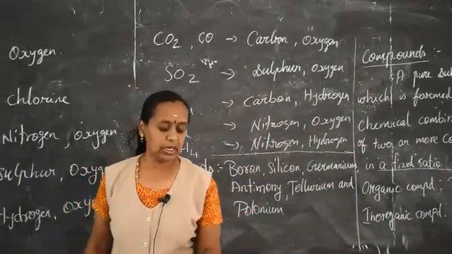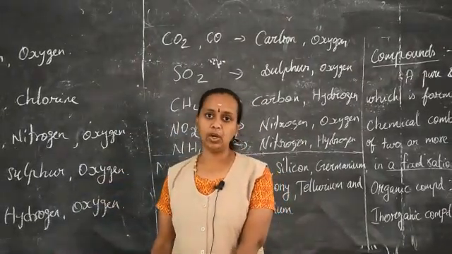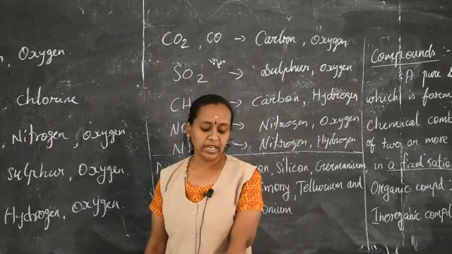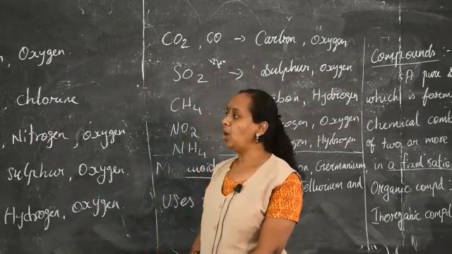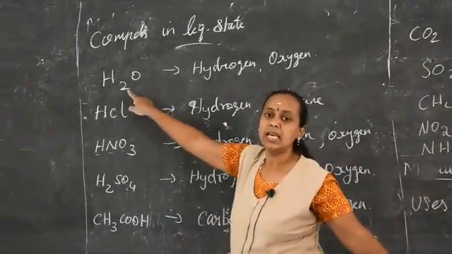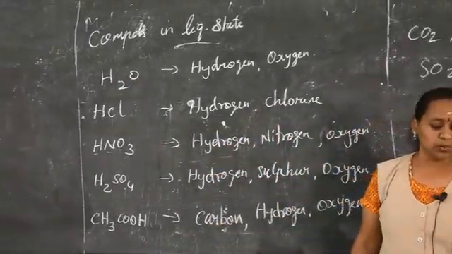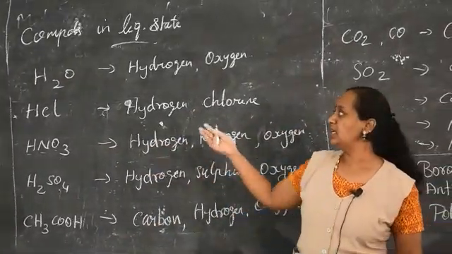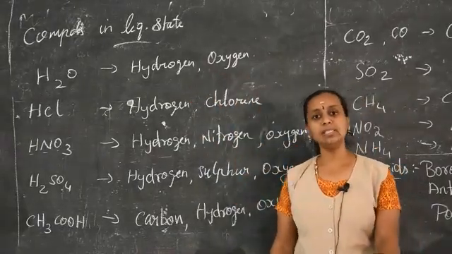Now we are going to learn about the uses of compounds. They have given a tabular column in your book. The common name is given as water. What is the chemical name? Dihydrogen monoxide. Water has 2 hydrogen and 1 oxygen, which is why it is mentioned as dihydrogen monoxide. We know water is used for so many purposes. The constituents present are hydrogen and oxygen. It is used for drinking and as a solvent.